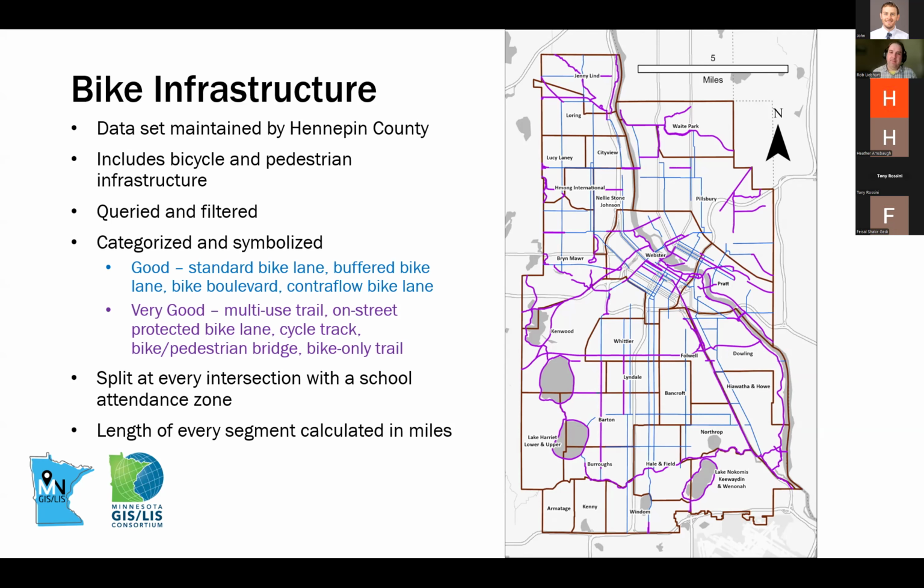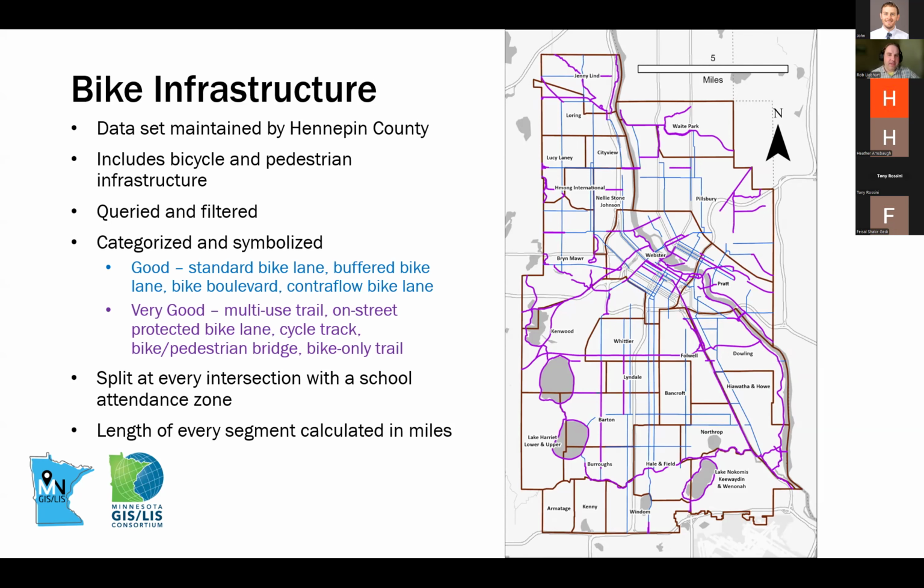Again, in my research, I regularly came across the idea of what is the quality of bike infrastructure. And the main metric I decided to use to classify the quality of bike infrastructure was separation from automobile traffic. If bikes were riding with automobile traffic in a standard bike lane or a paint buffered bike lane or simply on a bike boulevard, I counted that as good infrastructure. However, if bikes had a physical separation from motor vehicles, so literally being apart from the road, or possibly a protected bike lane with concrete curbs or Jersey style barriers, I counted those as very good types of infrastructure.